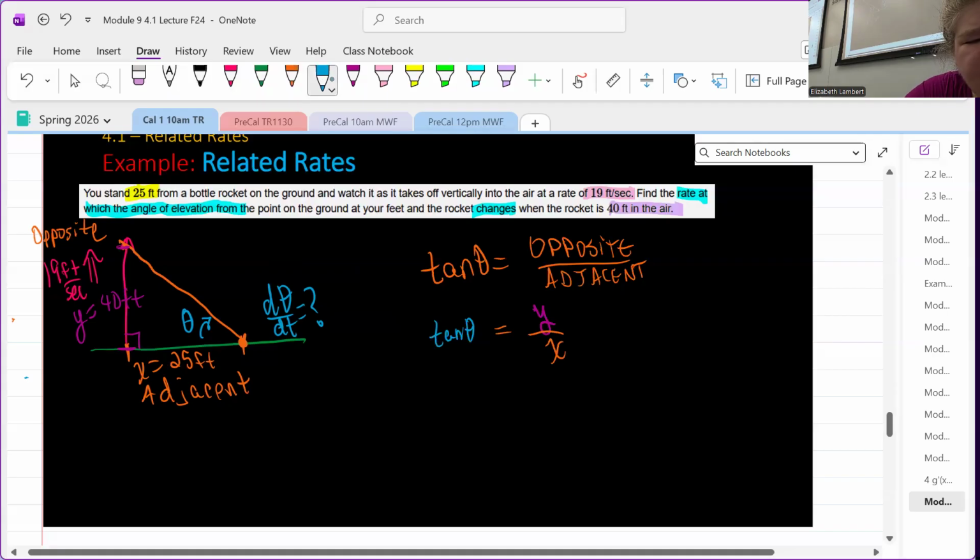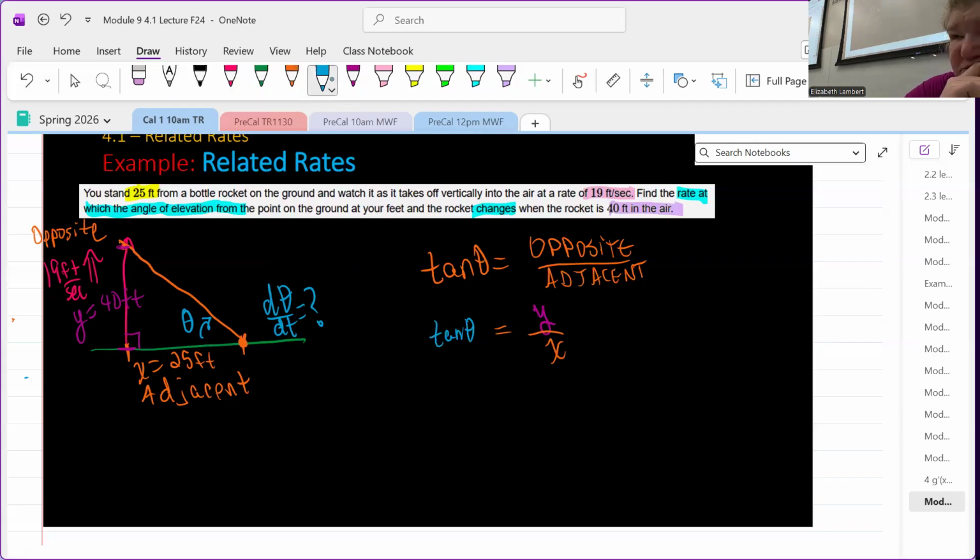Now our x down here, does x change? Nope, we're always 25 feet on the ground from the rocket. So I know my two rates of change. I want to find d theta dt, but I know my x and my y in my snapshot. I don't know my theta in my snapshot. So I do need to calculate theta.